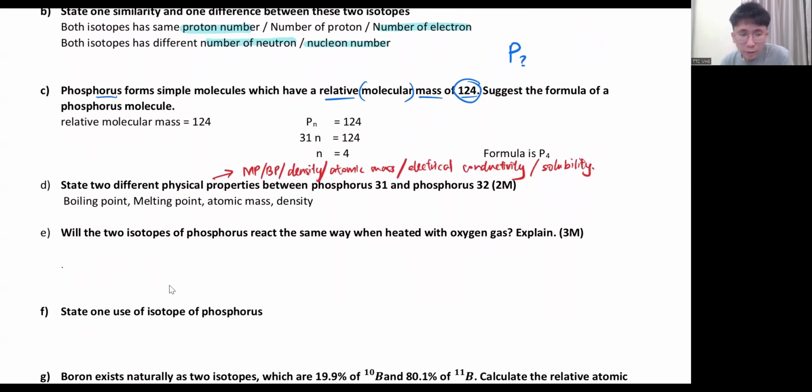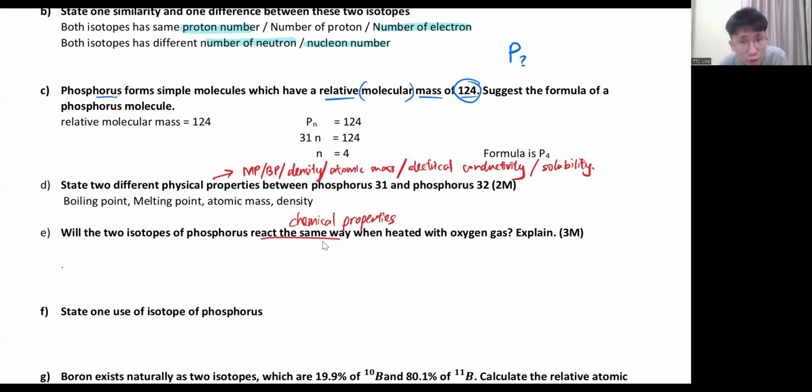Okay, and then going down, will the two isotopes of phosphorus react the same way? Guys, when I say react the same way, it's basically asking you about chemical properties, because reaction is considered chemical reaction. So they ask you, do they react the same way? And what do chemical properties depend on? It depends on the valence electron.